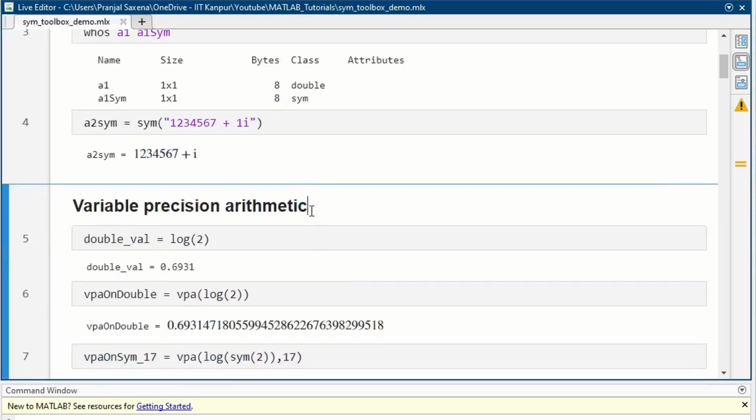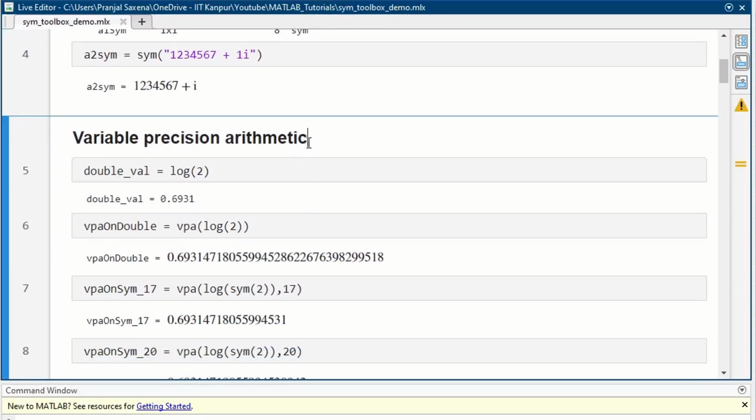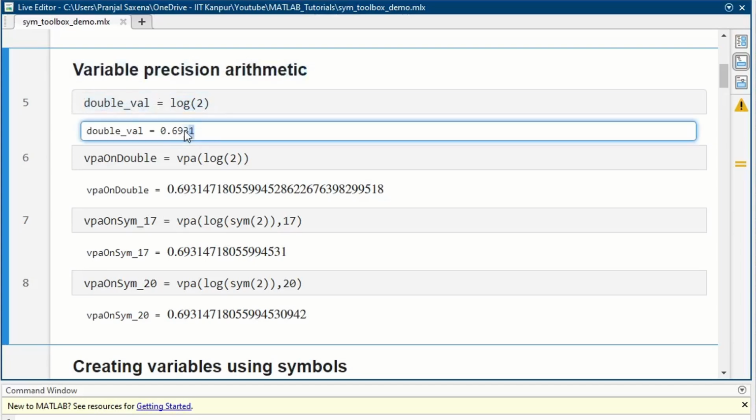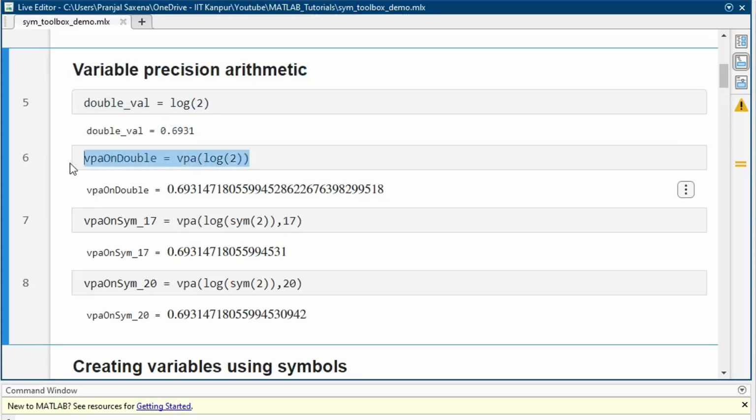Now we come to the most important part, which is variable precision arithmetic. By default, MATLAB uses double precision, but sometimes double precision is not good enough. Let's say the double value of log 2 is 0.6931. So if we apply vpa on log 2, then we will get a much more accurate value than a double. So this is a symbolic value.